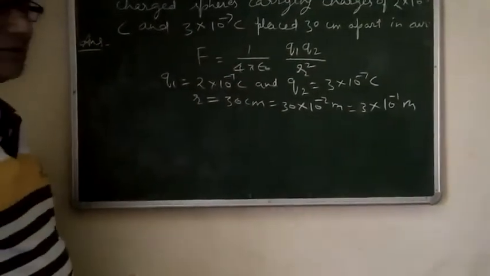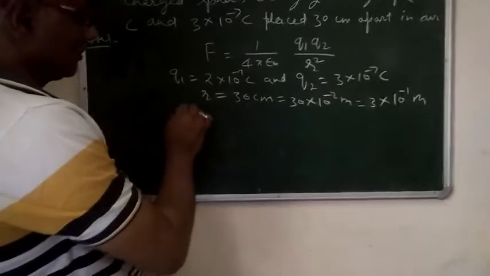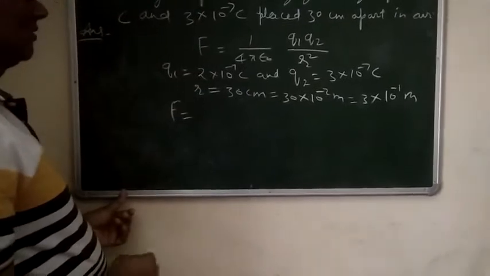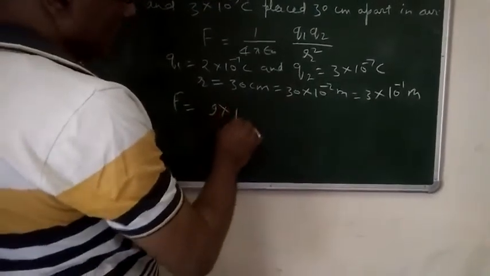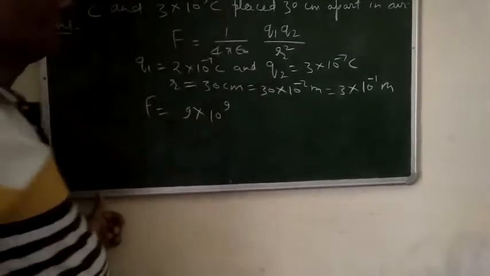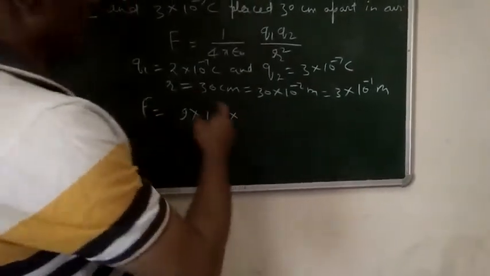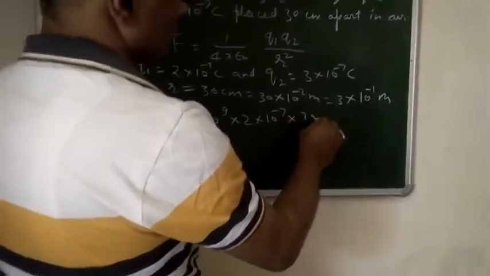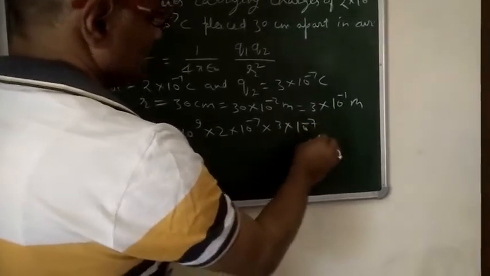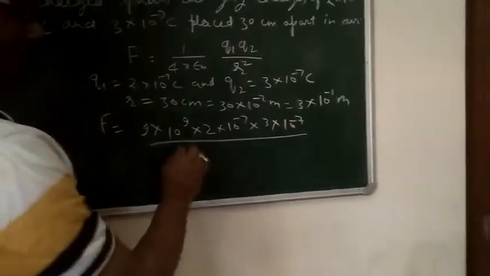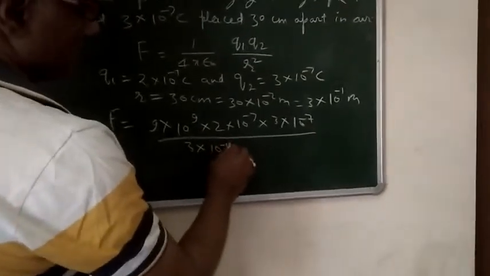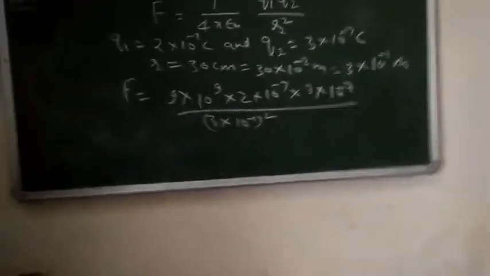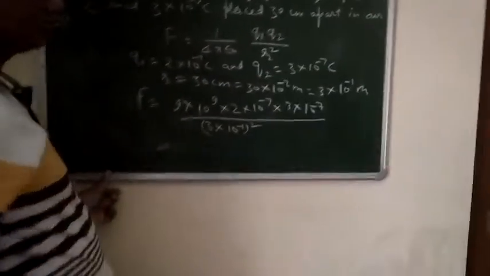Now we can apply the Coulomb's law here, and the force between the two charges will be the value of 1 upon 4 pi epsilon 0, that is 9 into 10 raised to the power 9, and the value of Q1 is 2 into 10 to the power minus 7 and Q2 is 3 into 10 to the power minus 7, and this whole is divided by 3 into 10 to the power minus 1 whole square. Understanding? So now we will solve this problem.